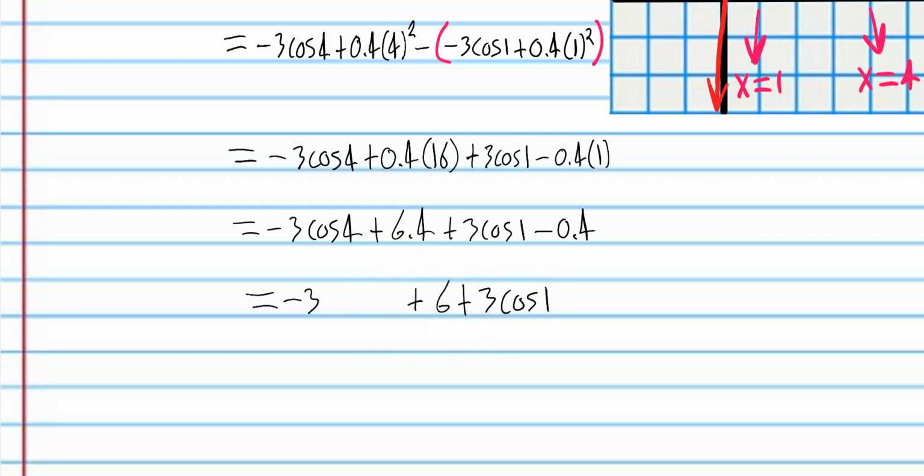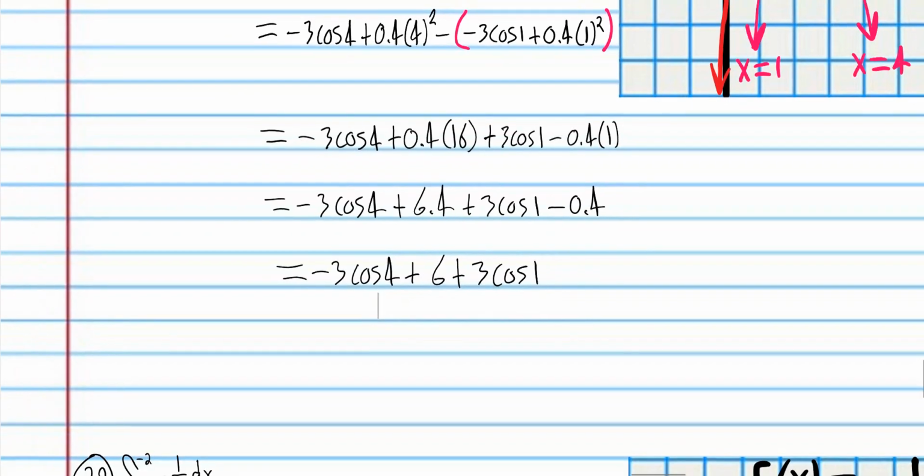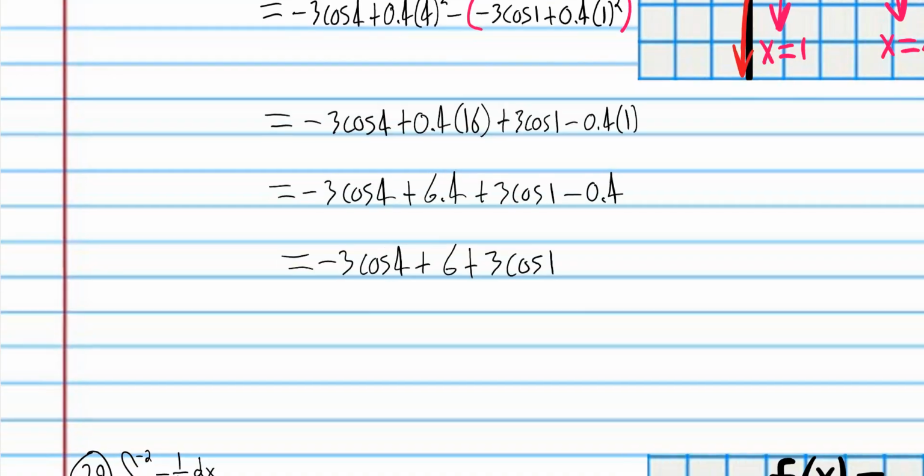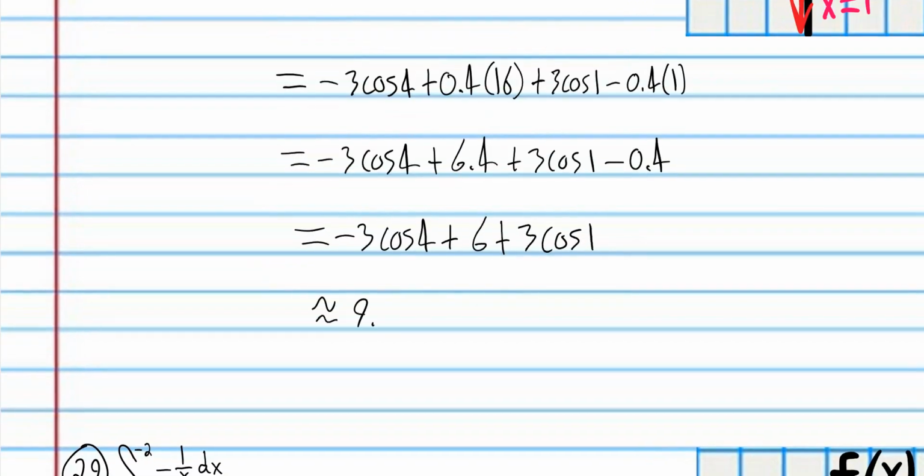So we just need to calculate this, and we can't do this without the calculator. So don't be afraid to use your calculator. So when we calculate all this, we get 9.58 approximately. 9.5818, I'll say.